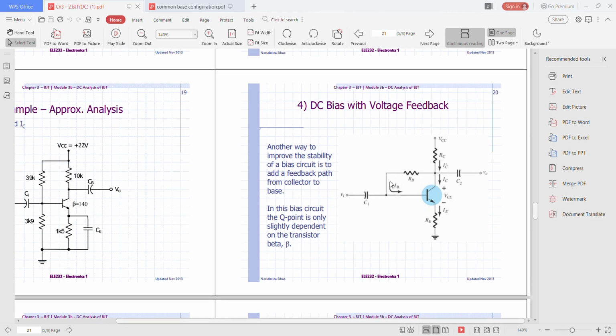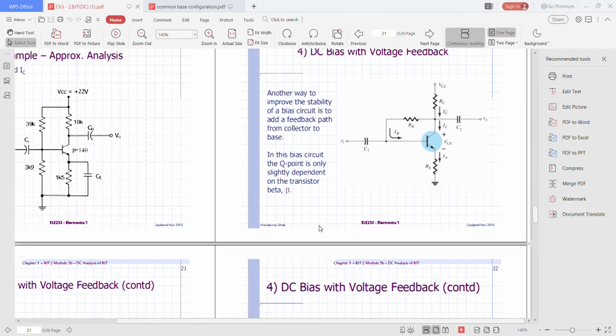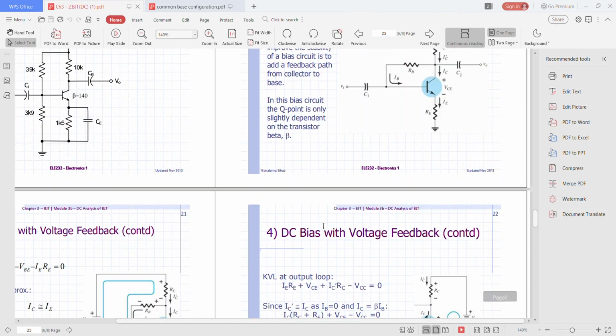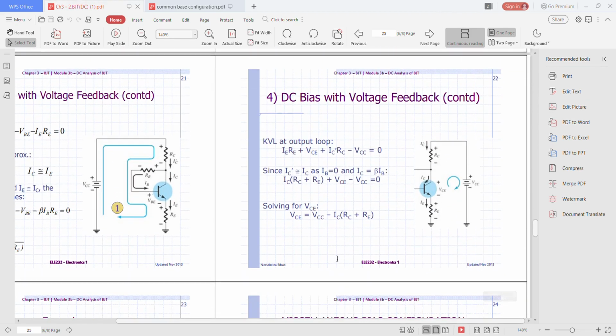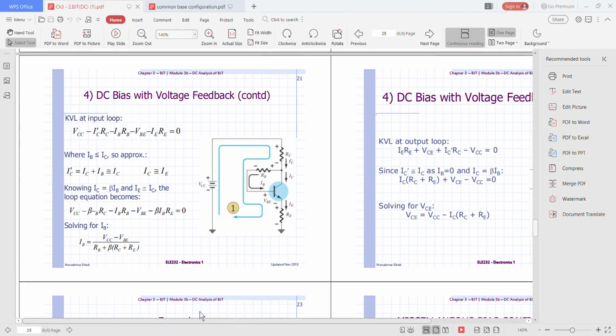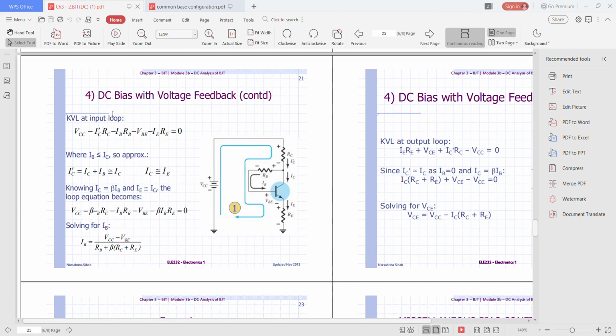As you can see here, RB is your feedback circuit. In this bias circuit, the Q point is only slightly dependent on the transistor beta. So the Q point will be slightly dependent on the value of beta. Now we go on to the analysis of DC bias with voltage feedback.